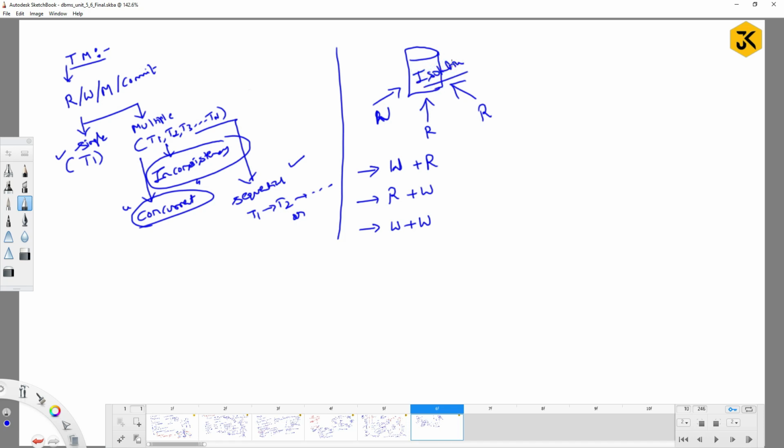So what you asked in the last class, I will be explaining right now. Write followed by read, or read followed by write, or write followed by write will definitely produce various kinds of problems for us. We can simply call these the conflicts that happen with respect to concurrent execution, so we can call them problems of concurrent execution.